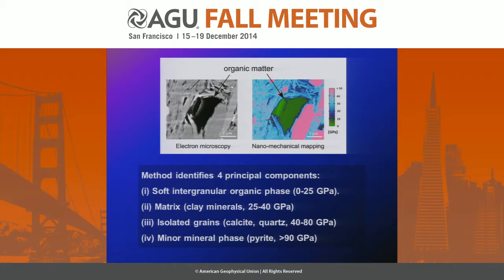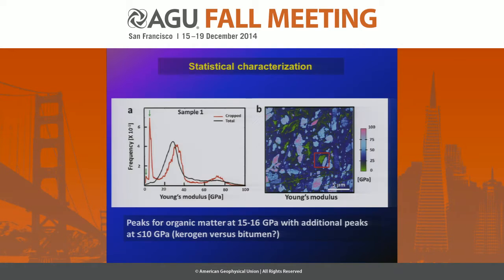We also get the clay matrix, which is clay minerals, probably mixed with organic matter, and we're getting somewhere between 25 and 40 GPa. We're getting isolated grains, which are a little bit low here, somewhere in the 40 to 80 GPa range. And we also get a minor mineral phase, pyrite. And these are all phases that we can identify using the atomic force microscopy.